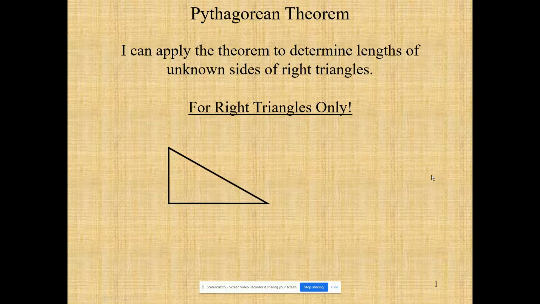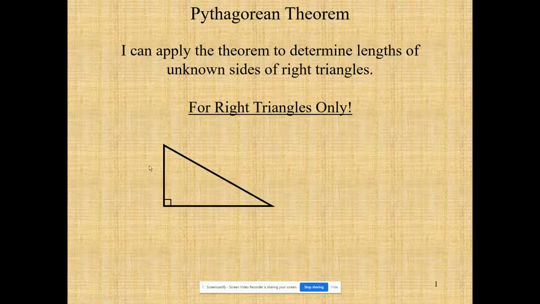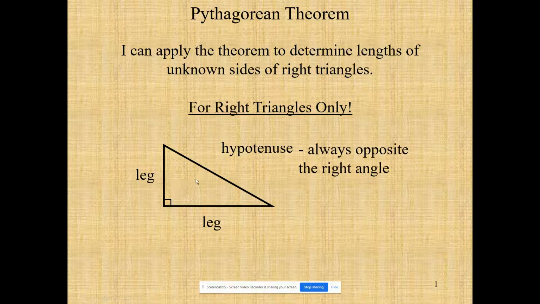So right triangles only. Now, a right triangle, you can see we've got the two sides here and this little box in the corner. That right there signifies that it is a right triangle. So keep that in mind. Now, we have a leg right here, and we have the other leg right here. Right directly across from the right angle is the hypotenuse. It is always opposite this right angle.